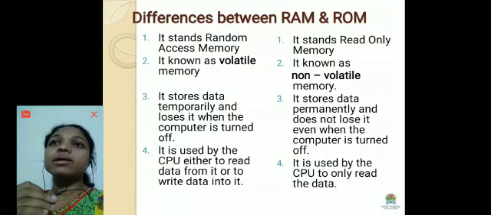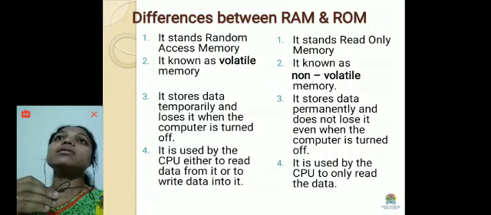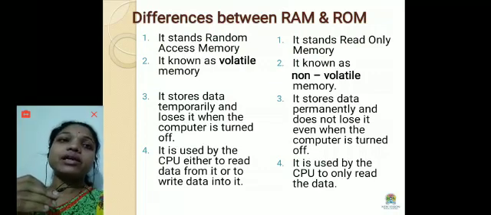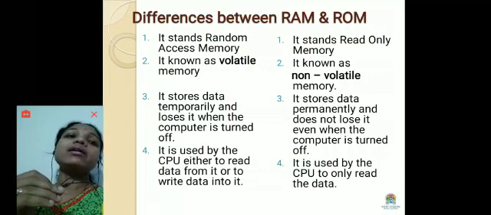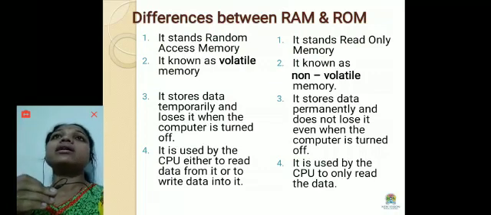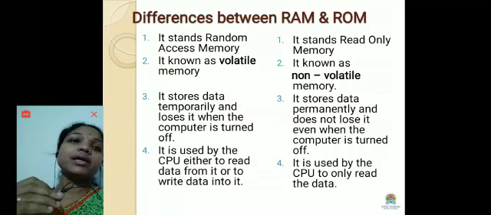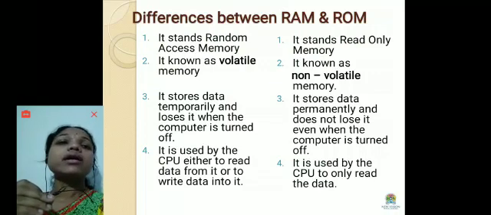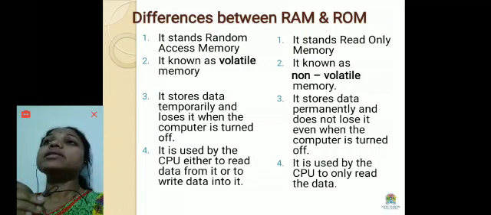Why is RAM volatile memory? Because it is erasable memory. That's why volatile means erasable. And why is ROM non-volatile? Because its data can't be erased, it is permanent data. That's why. Third one: it stores data temporarily and loses it when the computer is turned off.